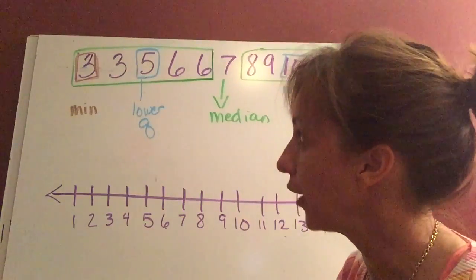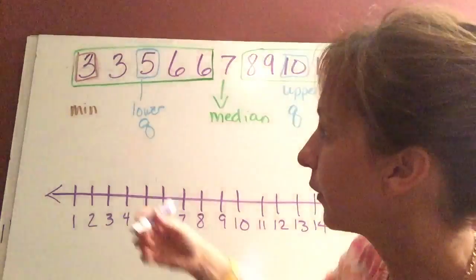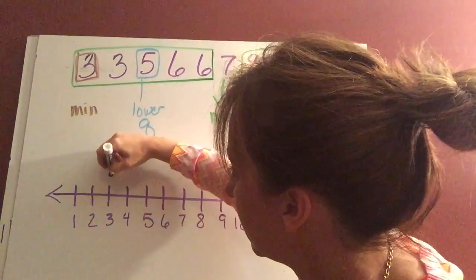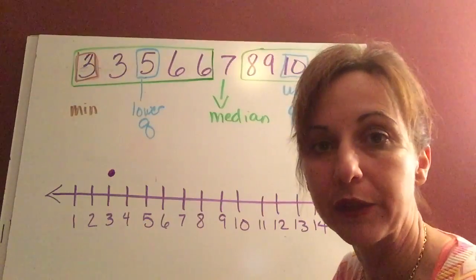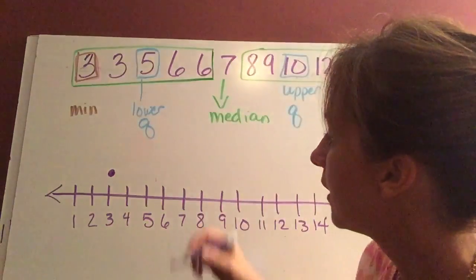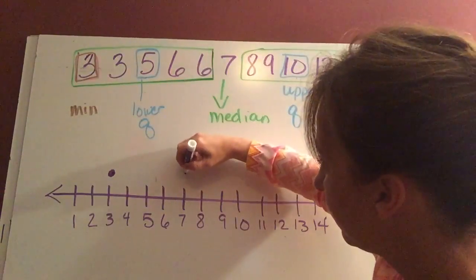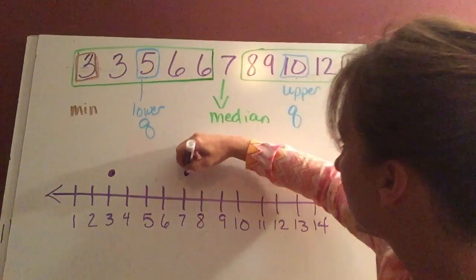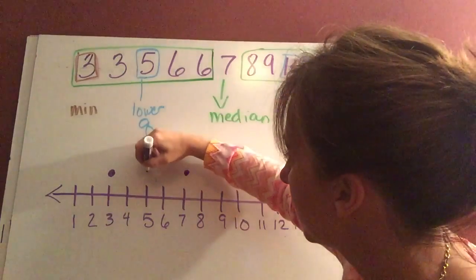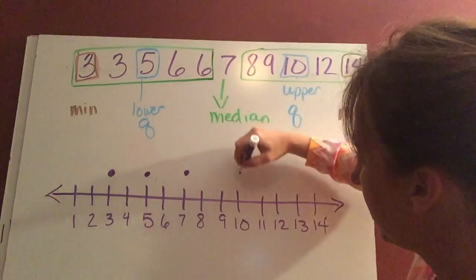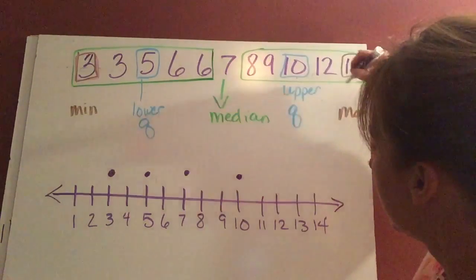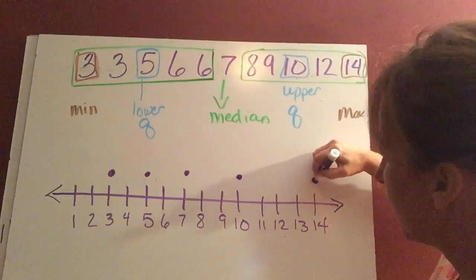So we're going to first mark each of those 5 numbers. We're going to mark the minimum at 3. Now this is different than plotting on a number line because you're actually creating a plot from this. Our median is 7. We have the lower quartile at 5, excuse me, and the upper quartile at 10, and the maximum at 14.